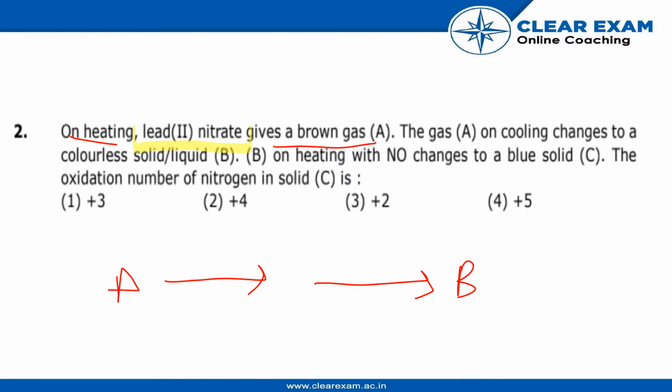B on heating, this is a heating symbol, B on heating with no change gives a blue colorless solid C. So the oxidation number of nitrogen in solid C we have to find. So we will write the reactions involved.